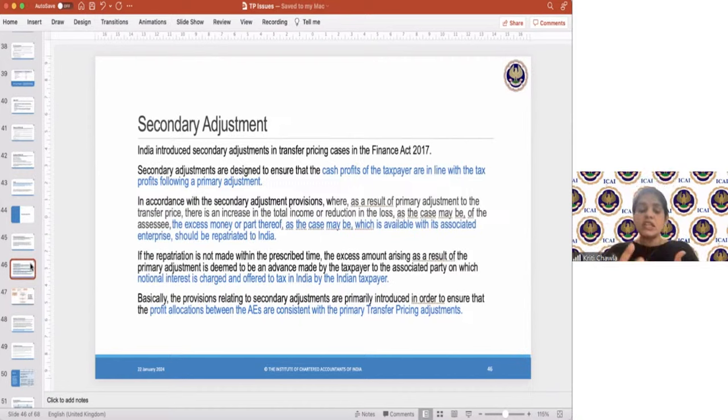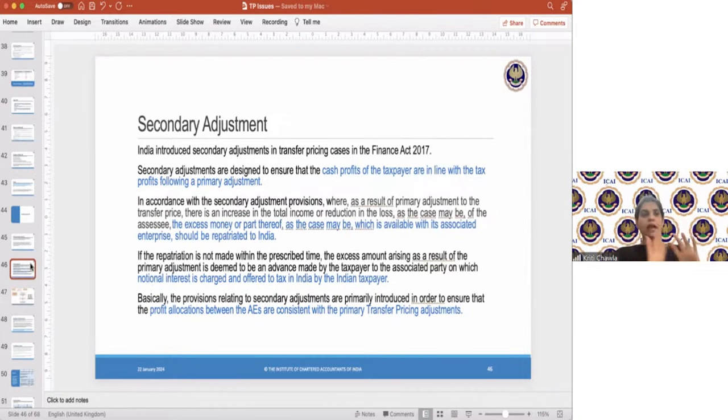So what they're really trying to say is that this is 40 rupees of primary adjustment, and tax authorities will impose this transfer pricing adjustment. But now you'll have to make sure that this 40 rupees actually comes back to India. And that is basically that adjustment in the cash profit of the taxpayer, so as to make sure that it is in line with primary adjustment. That is basically called secondary adjustment.